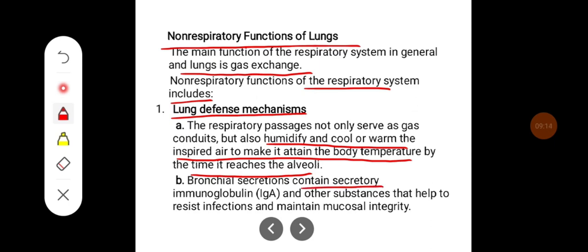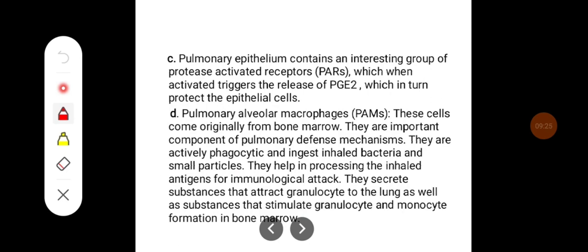Bronchial secretion contains secretory immunoglobulins, that is IgA, and other substances that help to resist infection and maintain mucosal integrity. Pulmonary epithelium contains an interesting group of protease activated receptors, that is PARs, which when activated trigger the release of prostaglandin E2, which in turn protects the epithelial cells.